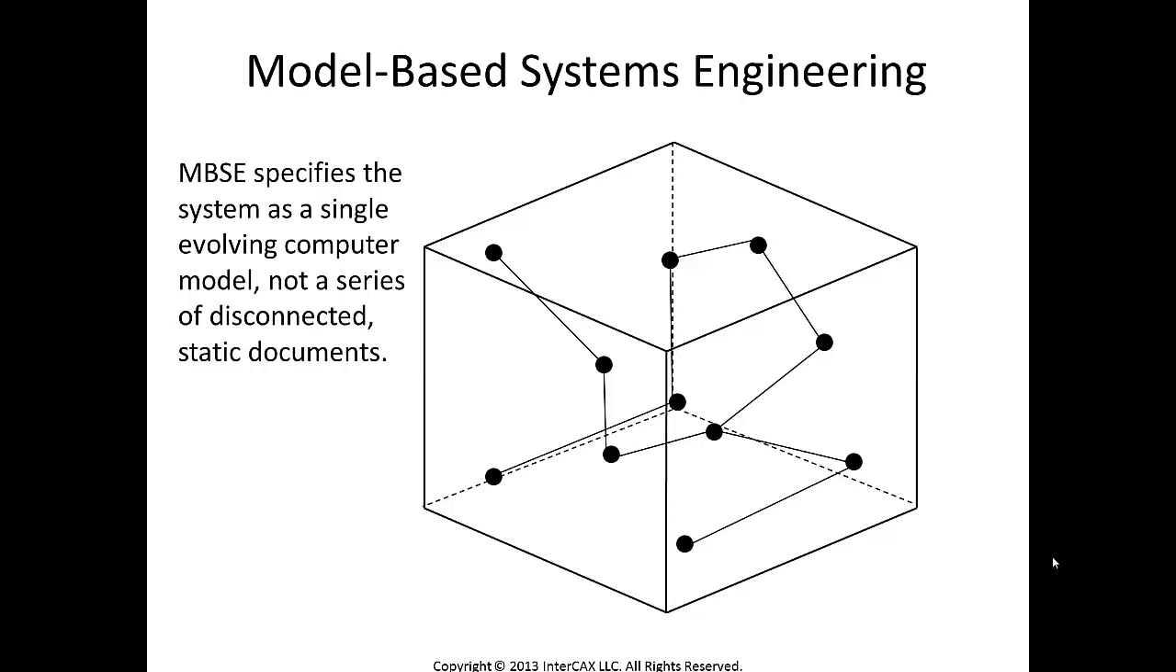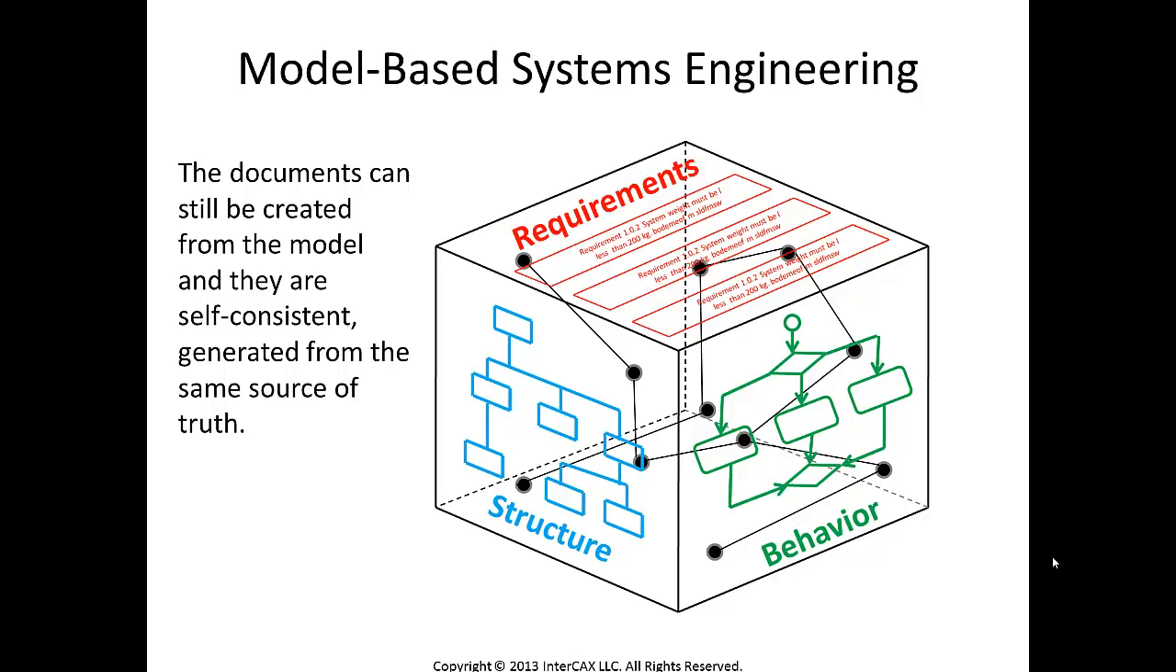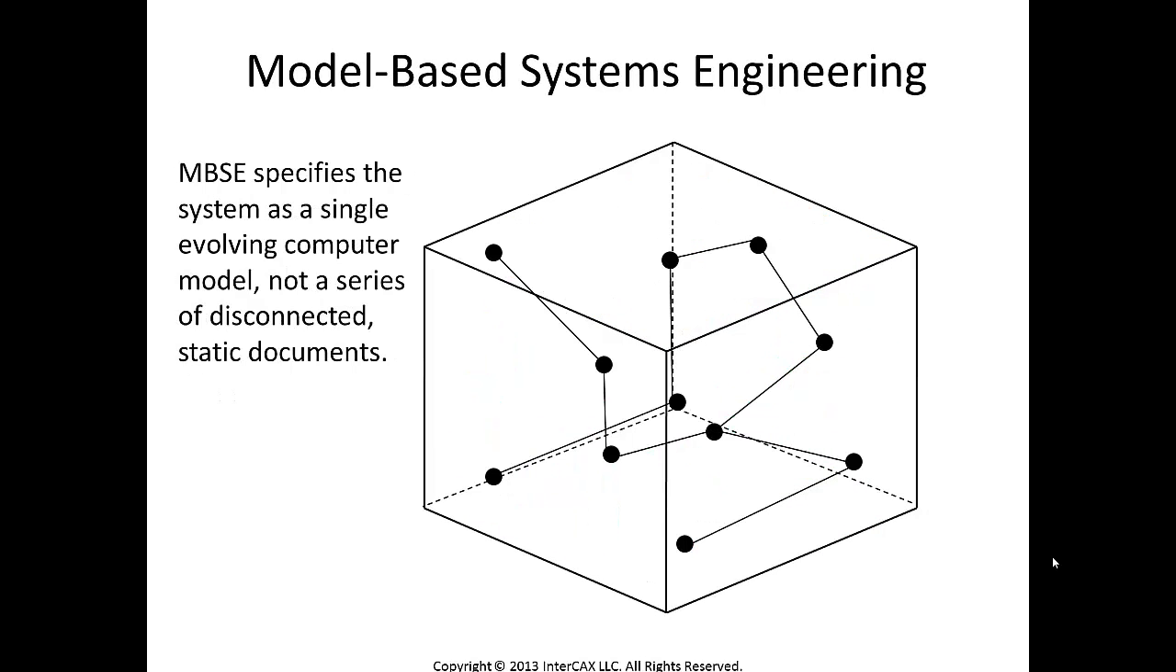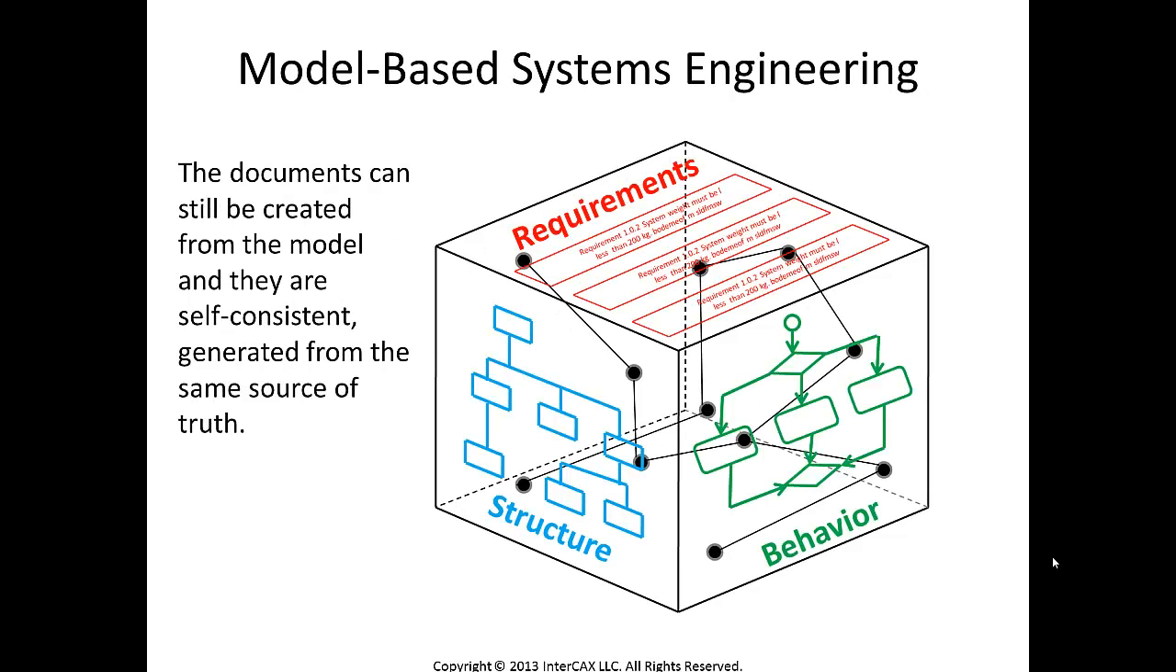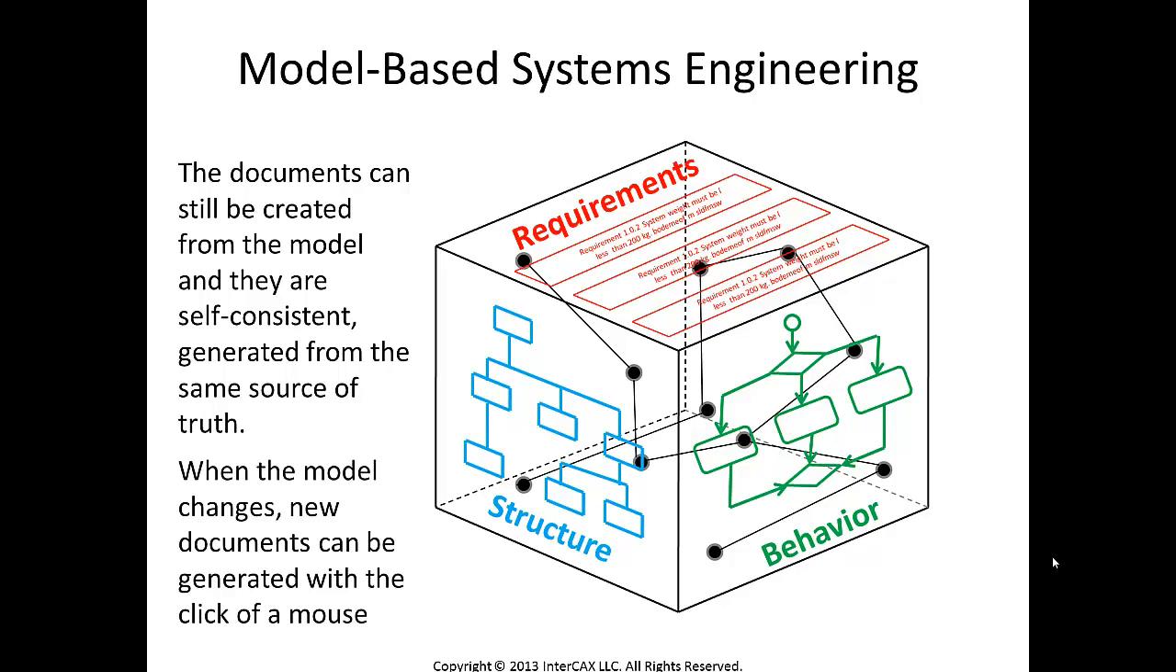As a single source of truth about the system, engineering documents can be created from this model. If some element of the model changes, the links can be used to propagate those changes and look at the impact of those changes. The model can be revised, and a new set of consistent documents can be created with a few keystrokes.